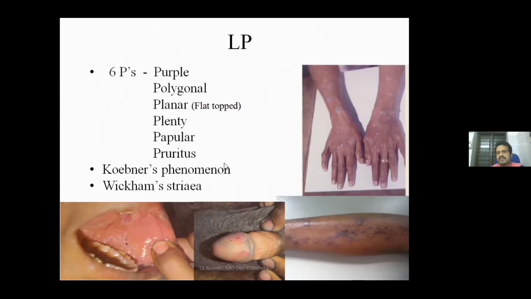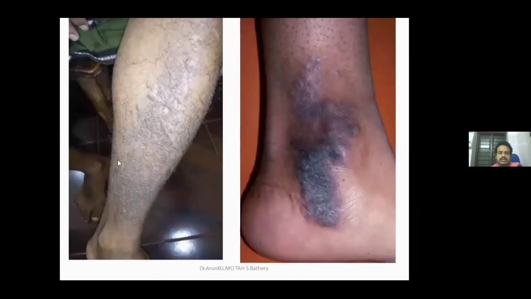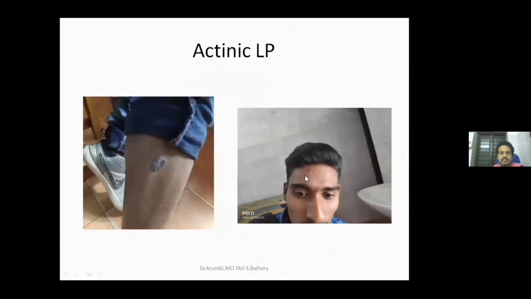Then Koebner phenomenon, as in psoriasis, the same feature will be there. In scratches, or if any trauma is there, the lesion will appear there also. Here in histopathology there will be hyperkeratosis, hypergranulosis. These things are very important. Here is lichen planus, lichen amyloidosis. This picture, this one is lichen simplex chronicus. Then actinic lichen planus is there. This boy came to my OPD. Here the lesion will be annular and the lesion will be aggravated by exposure to sunlight.